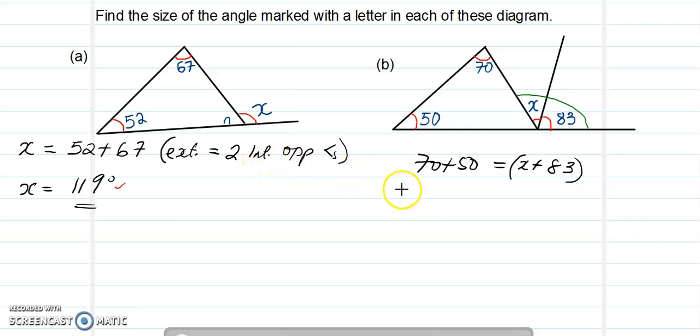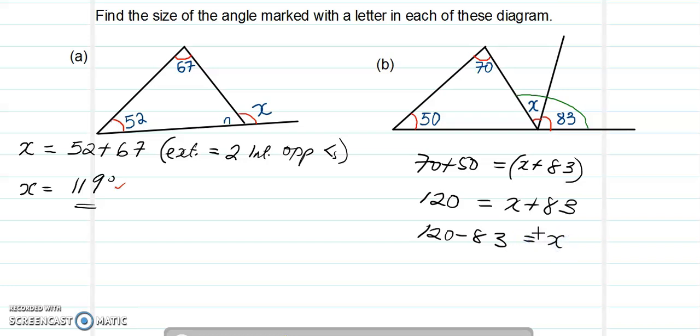So 70 plus 50 gives us 120, which is equal to x plus 83. Subtracting 83 from both sides, 120 minus 83 gives us 37, so x is equal to 37. Therefore, the value of x is 37 degrees. So that's how we solve this question.